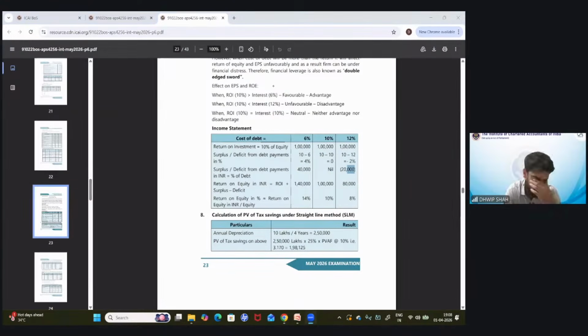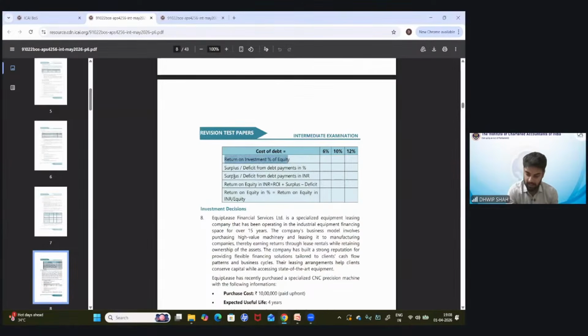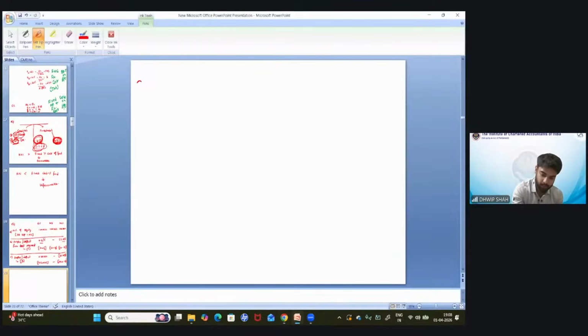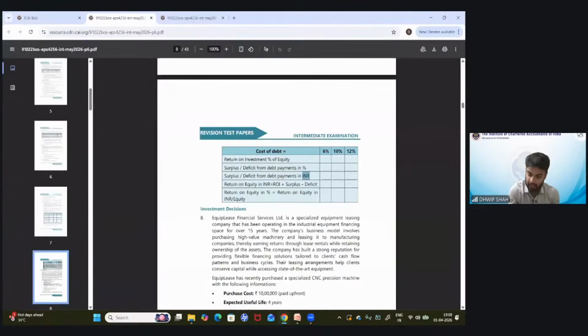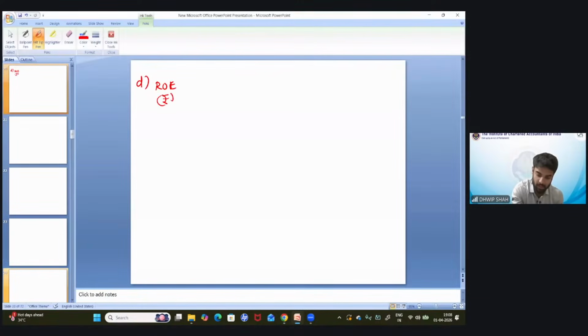Yes, if reserves are there, they will be added to equity. So, okay, part C is done. That is also done: surplus or deficit in percent, surplus or deficit in rupees. Fourth, what is asked? ROE. They've asked ROE. To find ROE, they themselves have given the formula. It is nothing but ROI plus surplus less deficit. Okay? ROE in rupees. What formula have they given? ROI plus surplus less deficit. So ROI in rupees was how much?